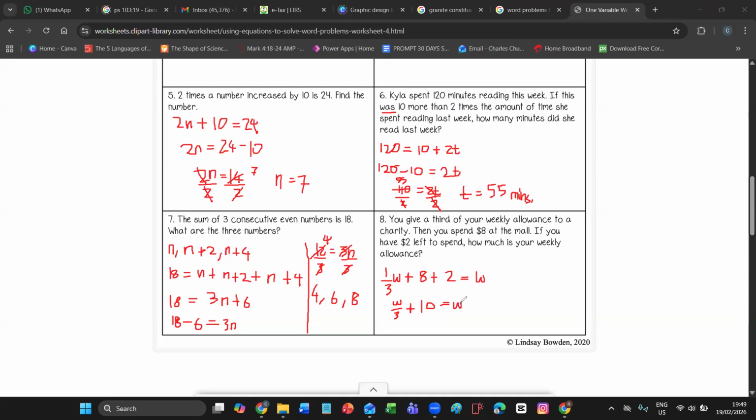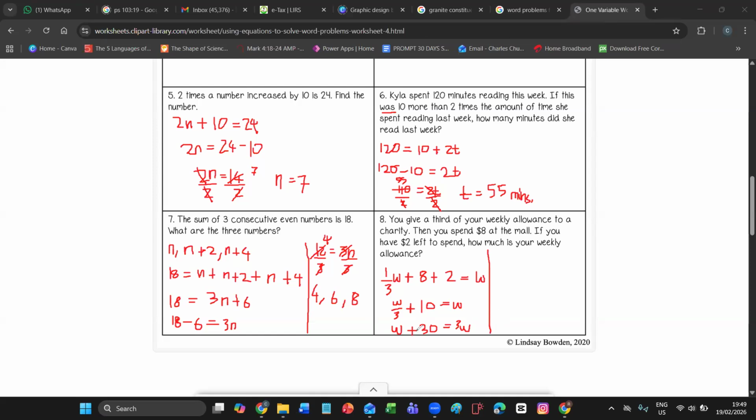Multiply all by 3. Good. When you multiply all by 3, we'll be left with W plus 30 equals 3W, because nothing will be spared when you multiply by 3. Everything on the equation will be affected. So now don't forget, I'm drawing a line here to demarcate it. We're managing our space. So we can now collect like terms, right?